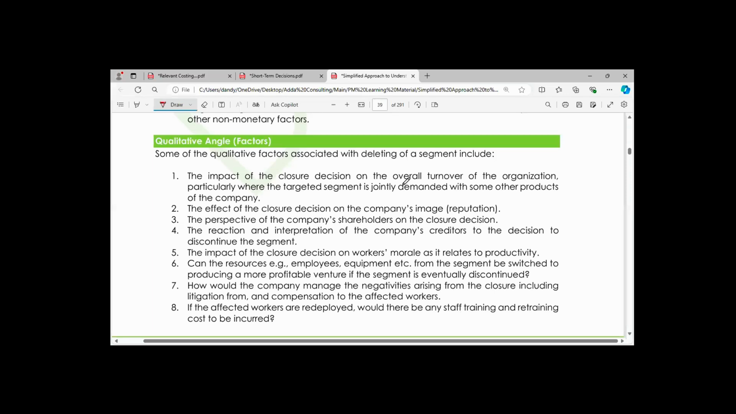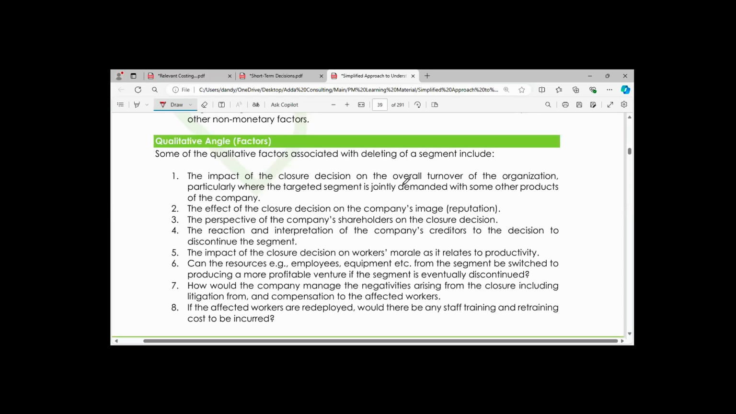But again, if you want to discontinue the segment, there may be need for the company to pay compensation for the affected workers. So the company will need to estimate, do they have the financial capacity to pay the compensation? If not, what do you do? Are you going to borrow money to pay them? All of this, you need to take into consideration before the final decision is taken.